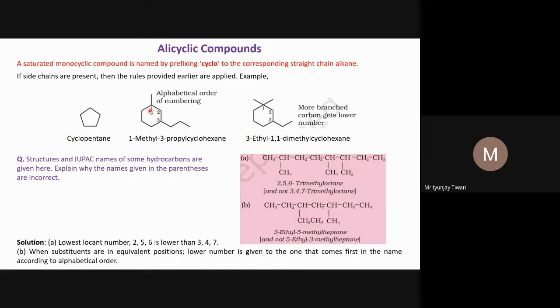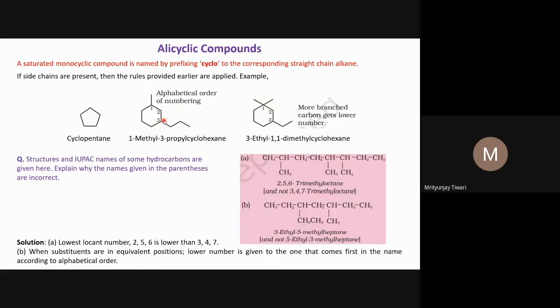So one can say here 1-methyl, 3-propyl cyclohexane, because six carbon atoms are there in the ring, so it is hexane, and cyclo because it is cyclic hexane. And here the numbering will start from here because the two methyl groups will be at the first position. The priority is always given to the branched carbon, which gets the lowest number. So this rule gets priority, and then we'll see alphabetical order if the branches from the different directions get the same numbers.